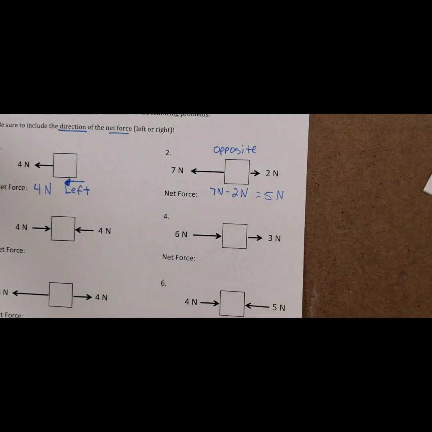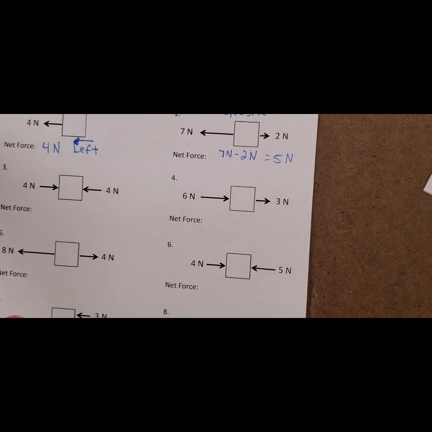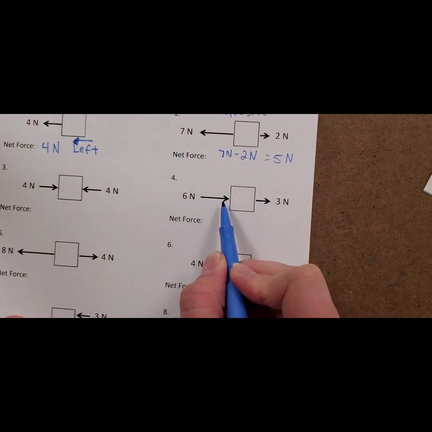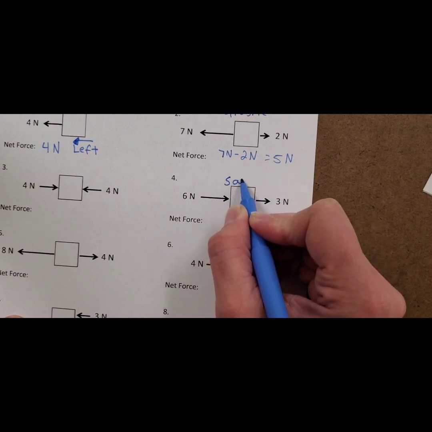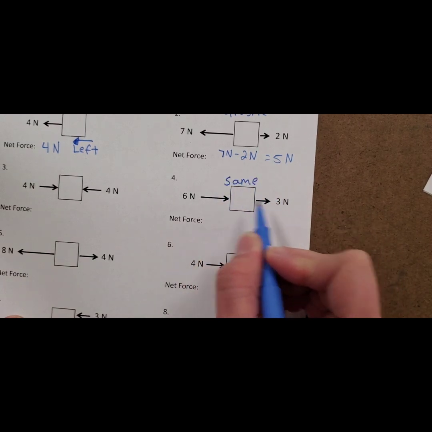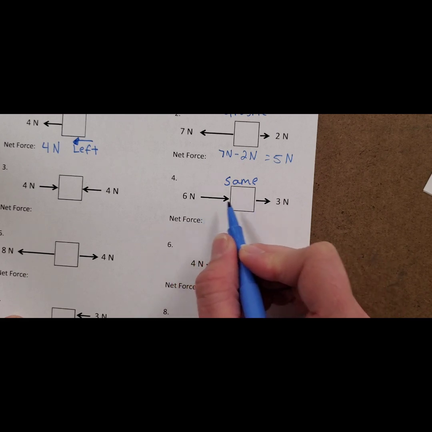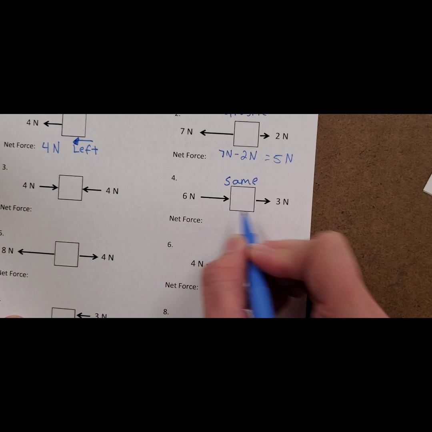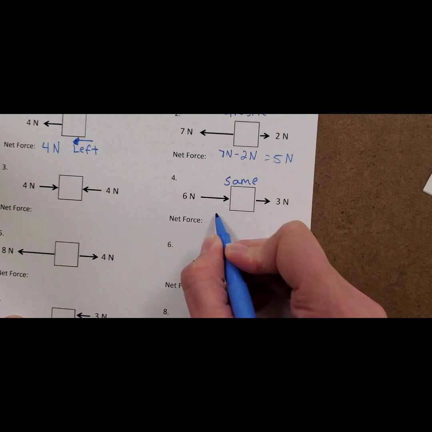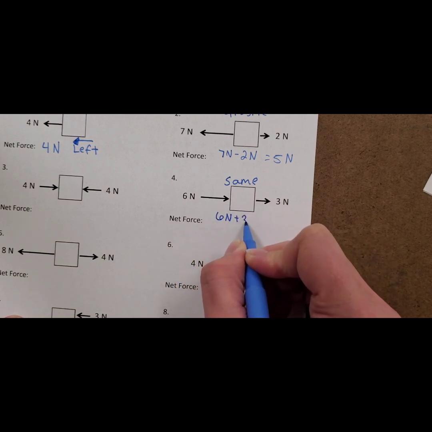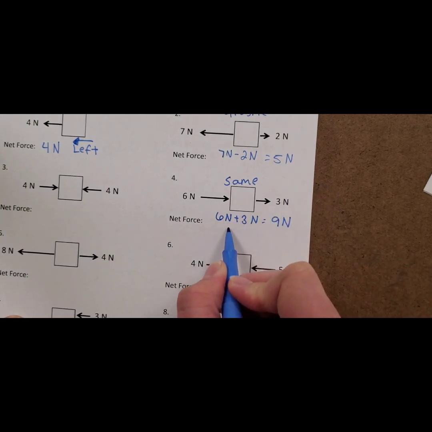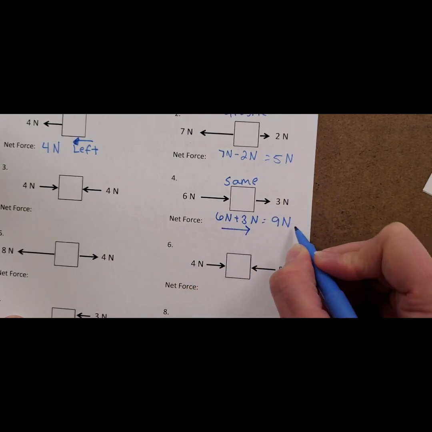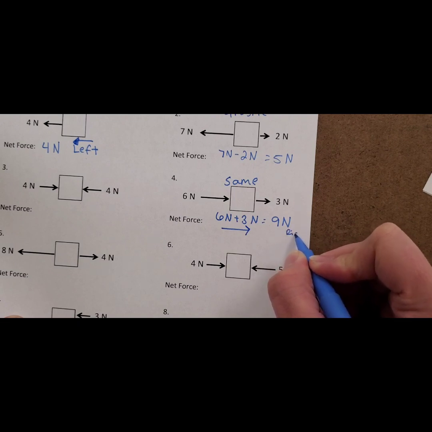And then if I go down one more, we'll go to number 4. 6 newtons to the right and 3 newtons to the right. They're going the same direction. Even though they're on opposite sides of this box, they're still going the same way. This person's pulling it, this person's pushing it, but we've got a pull and a push in the same way. So 6 newtons plus 3 newtons gives me a total of 9 newtons, and the direction is to the right.